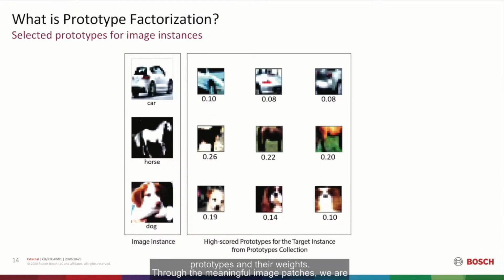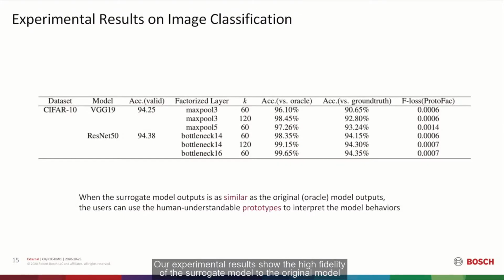Through the meaningful image patches, we are able to interpret the training images. For instance, a car instance can be represented by prototypes like car wheel, headlight, and trunk. Our experimental results show high fidelity of the surrogate model to the original model given proper settings of K and the activation layer for factorizing. There is a trade-off between the increased computational cost of more prototypes and a small discrepancy.